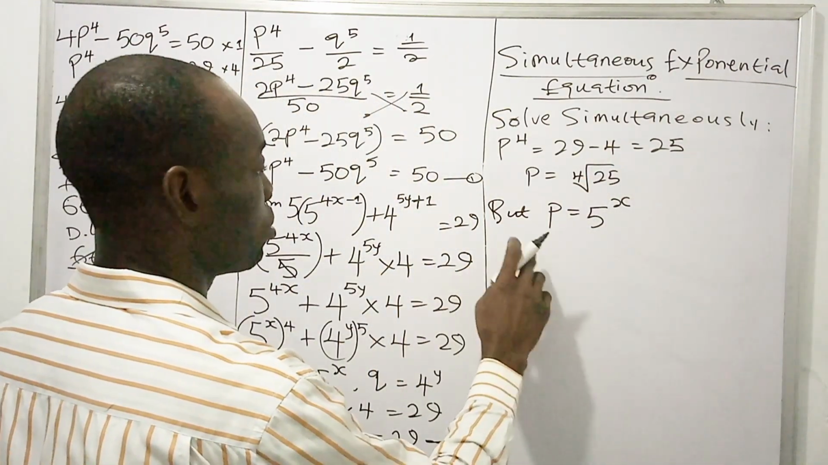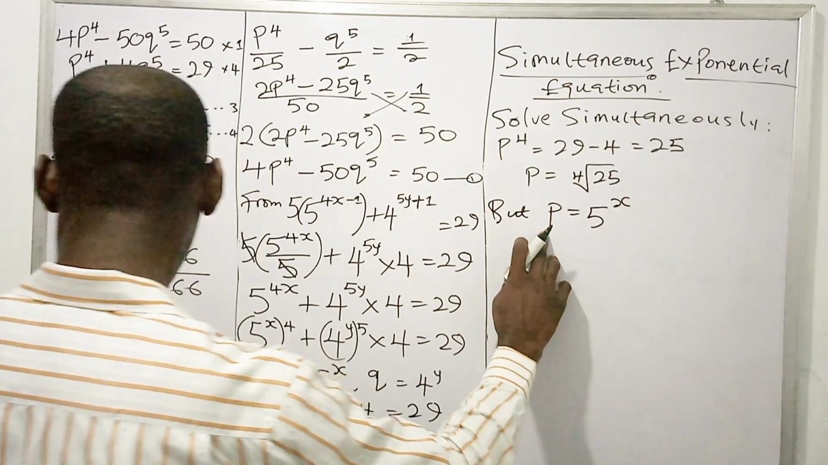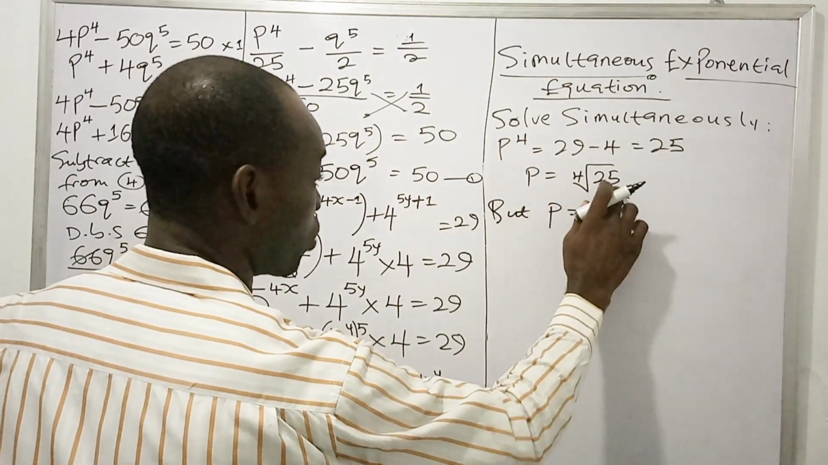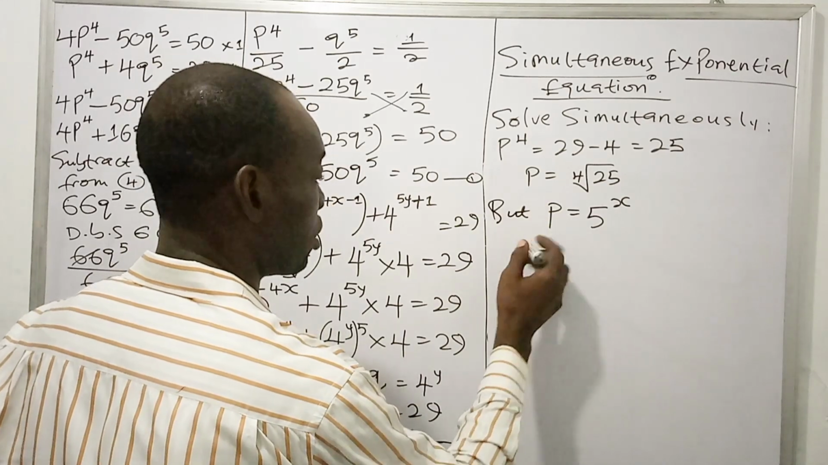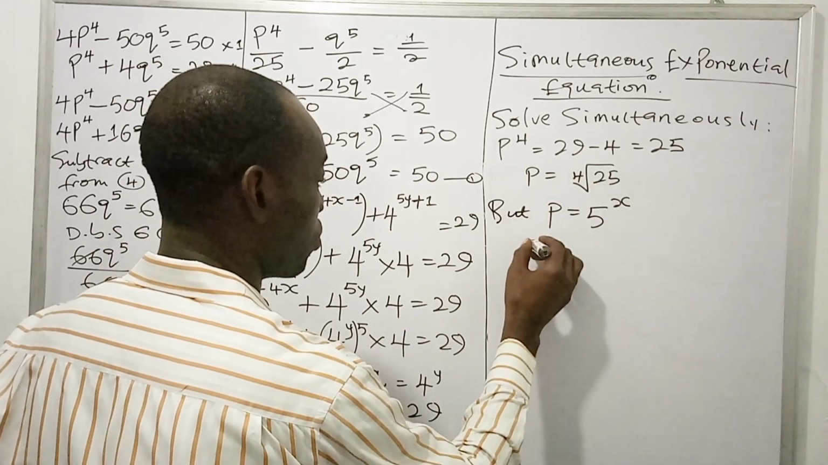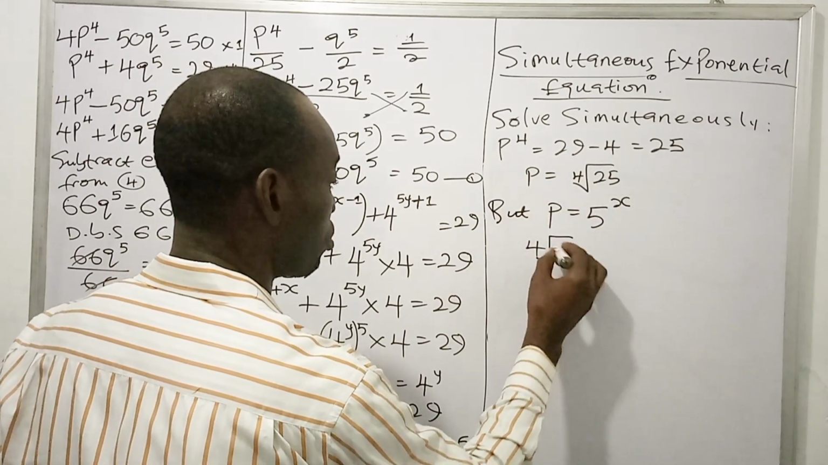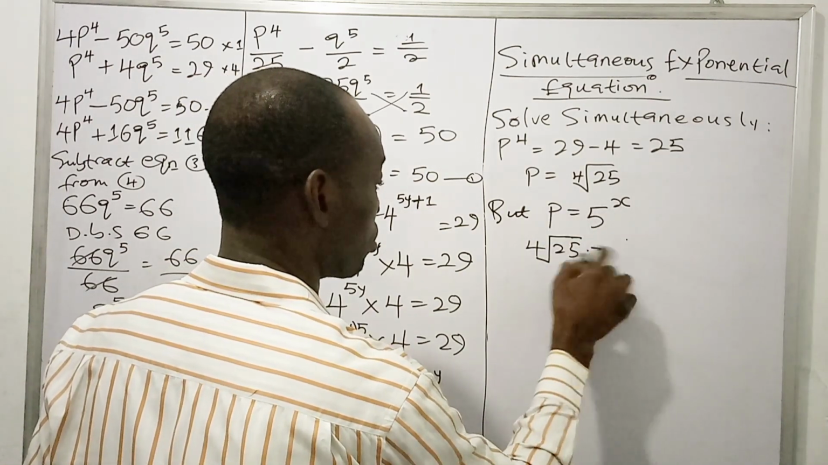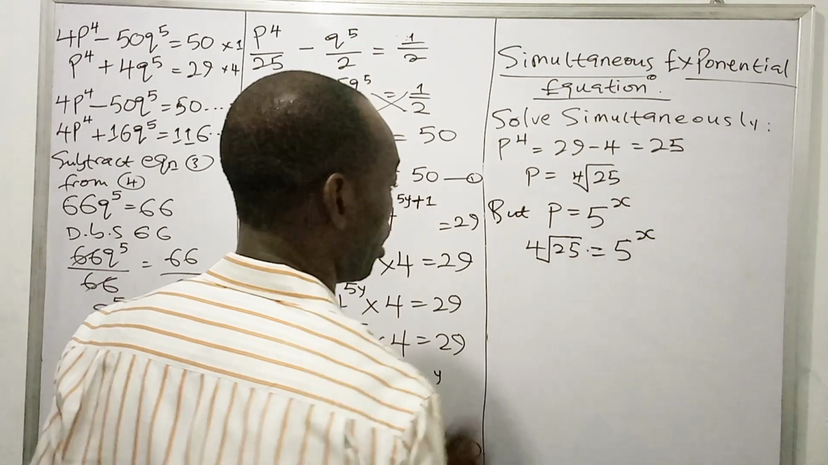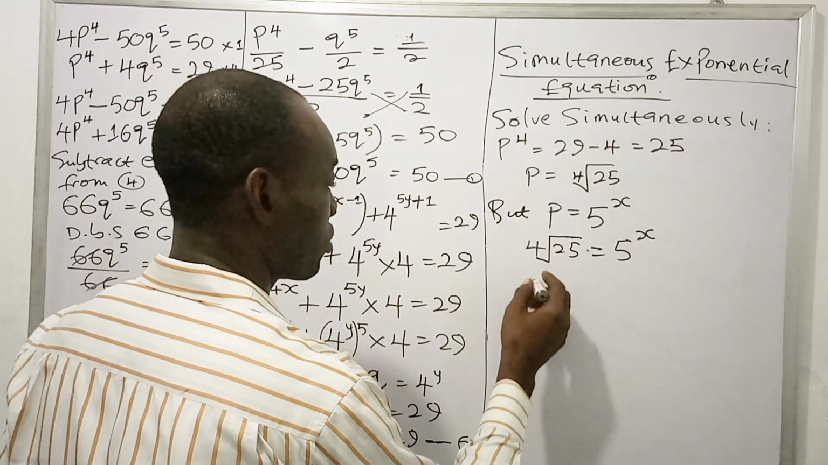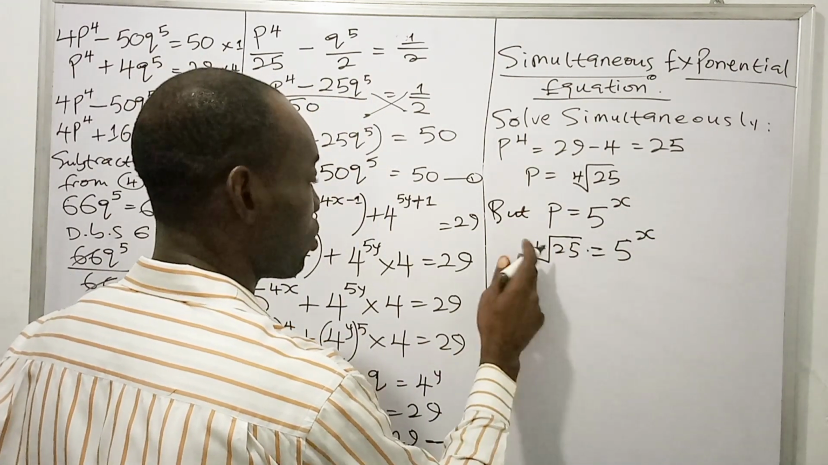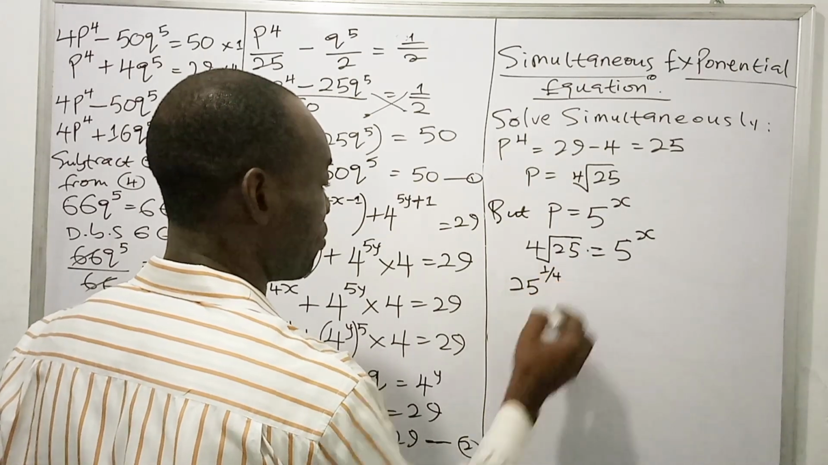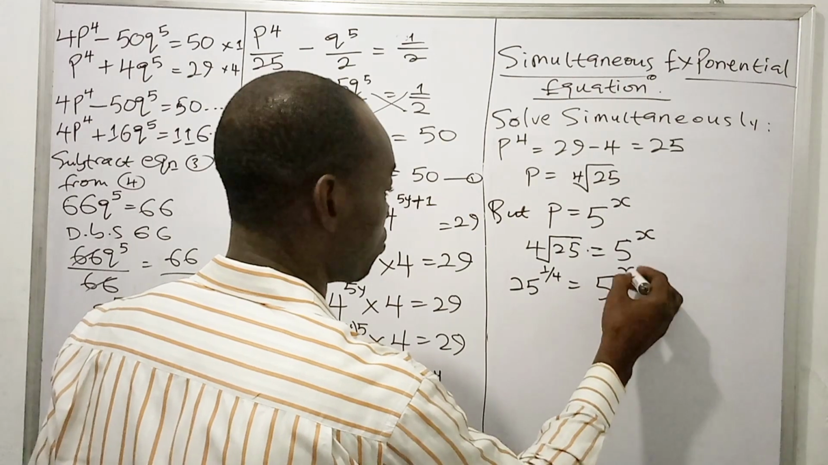So from here, p we've found to be the 4th root of 25. If we replace p with this, the 4th root of 25 is equal to 5 raised to the power x. And the 4th root of 25 can also be expressed as 25 raised to the power 1 over 4, and that's equal to 5 raised to the power x.